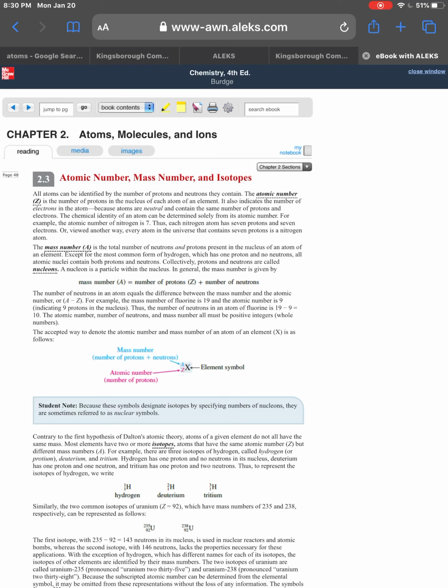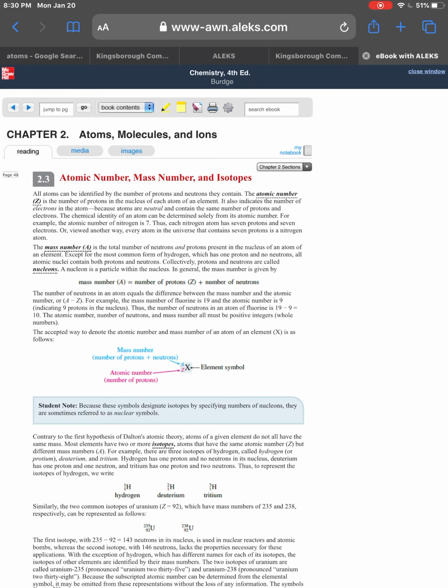Here what we're going to do is we're going to call something the mass number. And the mass number, A, is just the number of protons plus the number of neutrons in the nucleus of one atom. So if an atom has 6 protons and it has 6 neutrons, that's 12. The mass number would be 12.